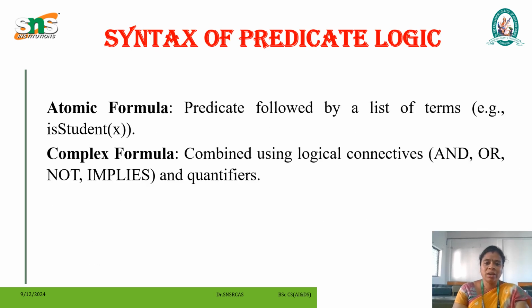Next one, syntax of predicate logic. First one, atomic formula. A predicate followed by a list of terms. For example, students of all in a certain particular area. Next one, complex formula. Combined using the logical connectives, that is and, or, not, implies, and quantifiers.